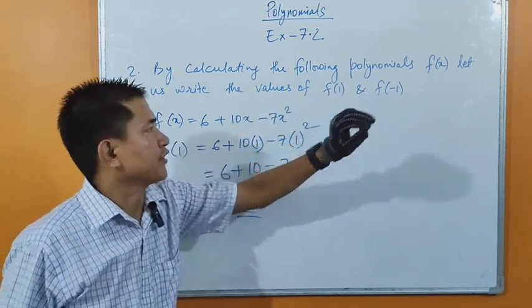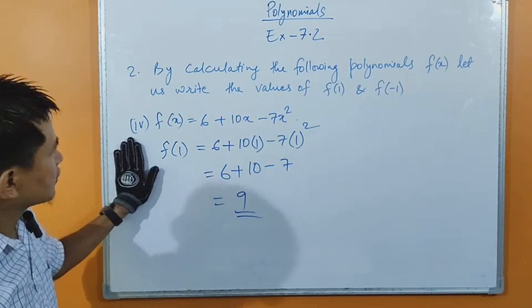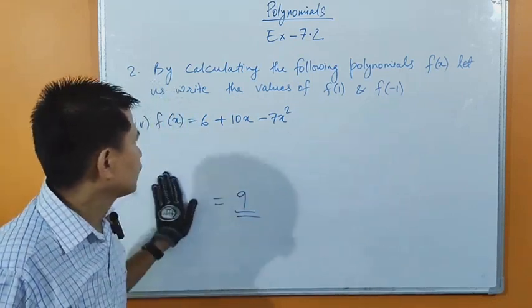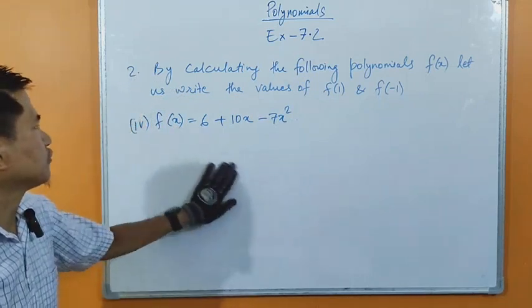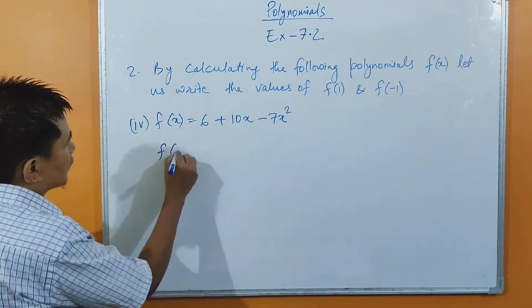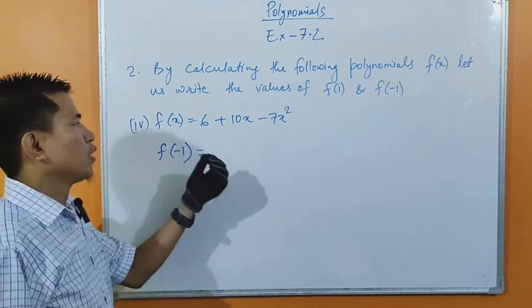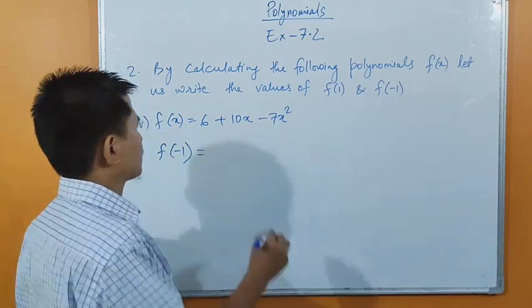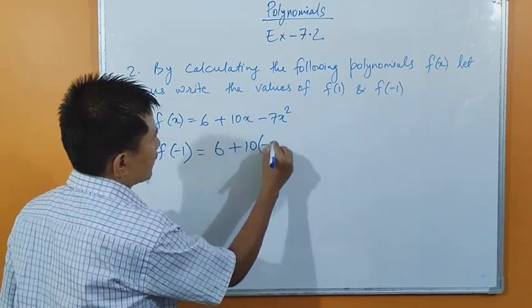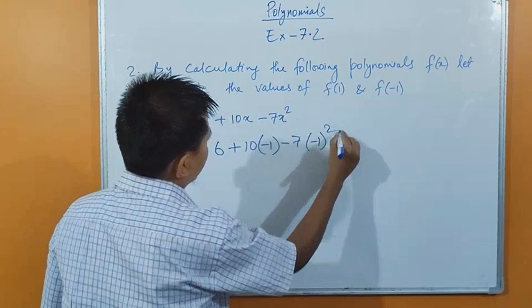Now let us quickly find the value of f minus 1. Okay, please take the screenshot. I'm going to erase this. We are asked to find the value of f minus 1 from the same expression, f(x) equal to 6 plus 10x minus 7x squared. Okay, f minus 1. Now we put minus 1 wherever we see x. 6 plus 10 and this x is minus 1, minus 7, x is minus 1 squared, isn't it?